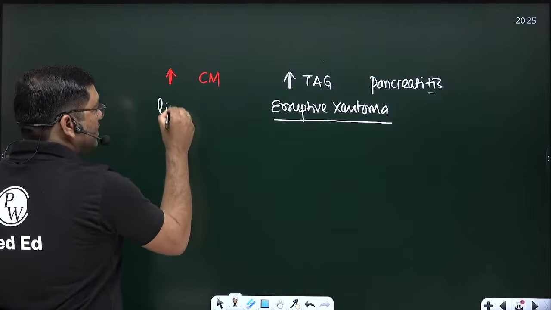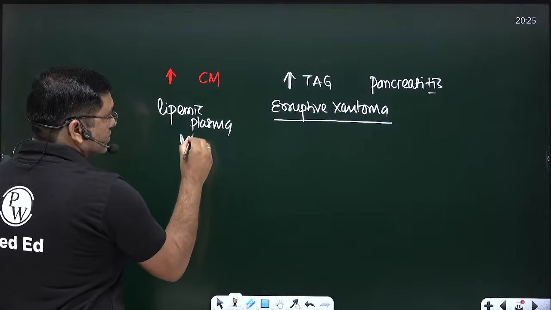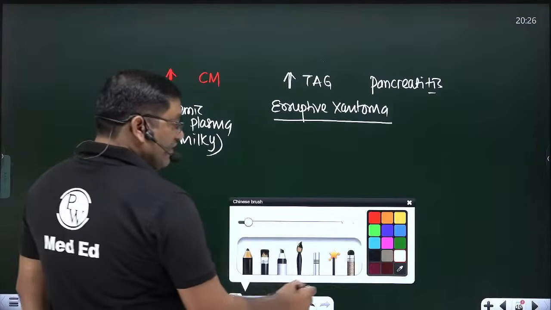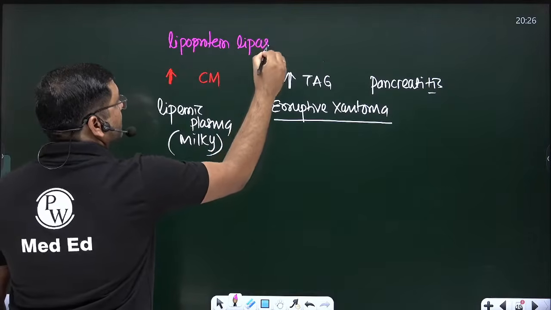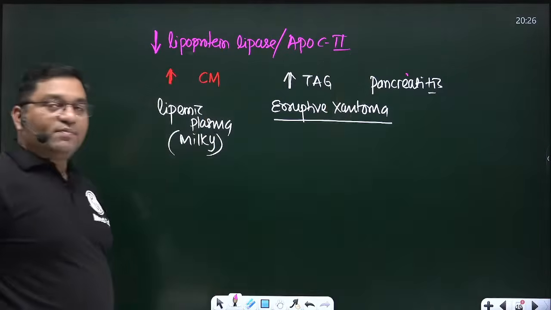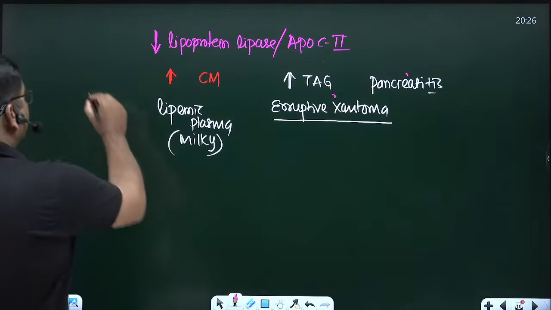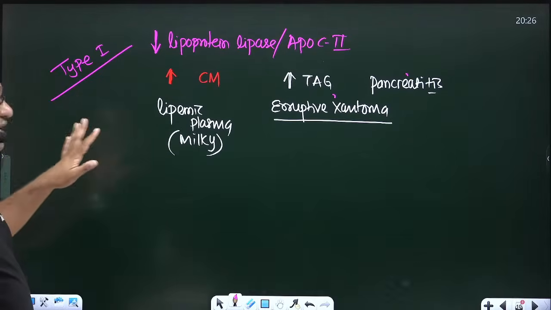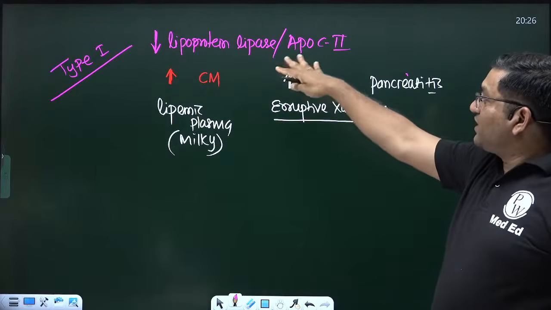Increased chylomicron gives lipemic plasma, or a milky plasma appearance, because of very high levels of chylomicron and very high levels of TG. This occurs because of a defect in the enzyme lipoprotein lipase. When there is decreased activity of lipoprotein lipase, or an ApoC2 defect, it causes type 1 hyperlipoproteinemia, that is familial chylomicronemia, or familial hyperchylomicronemia.